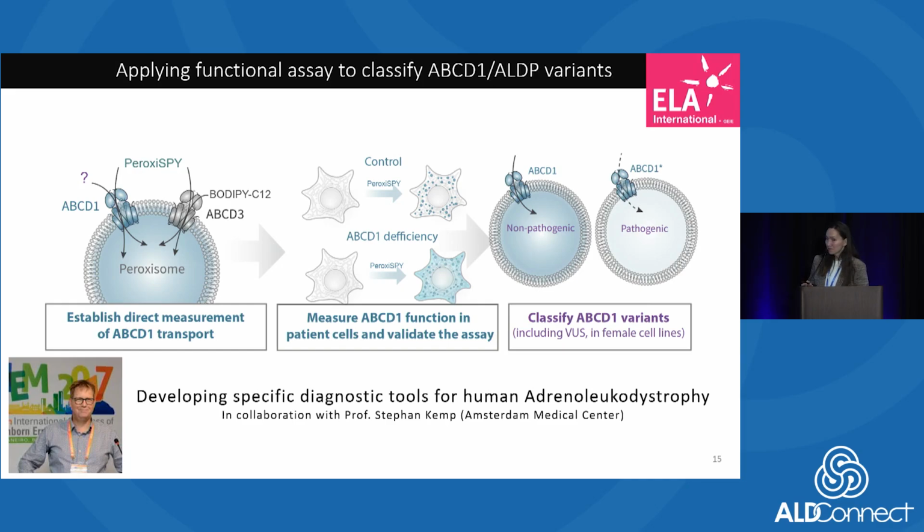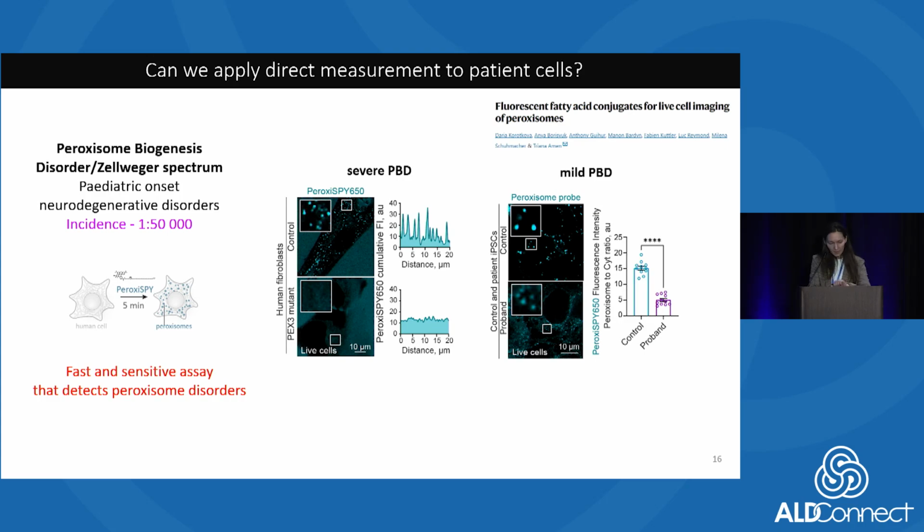So we started this grant over the summer, but I already decided to look at some of the proof of concept experiments for the patient cell. So finally, I would like to address this question: whether we can apply this functional assay directly to patient cells instead of creating these models with CRISPR-Cas9.